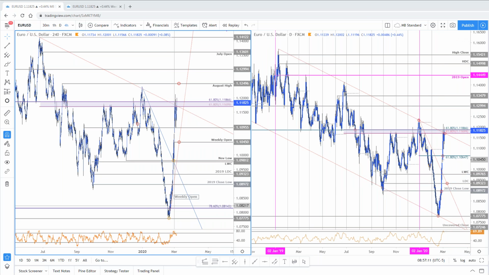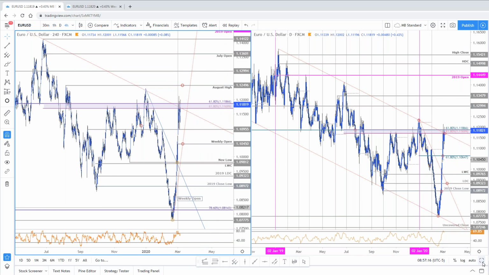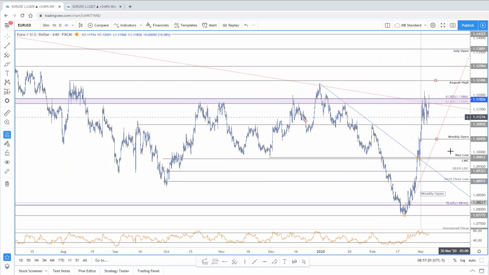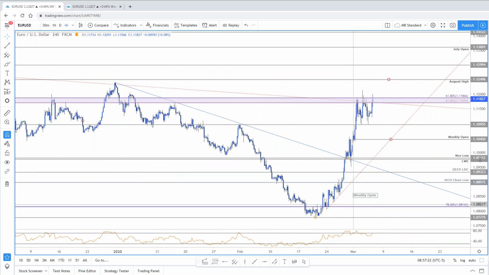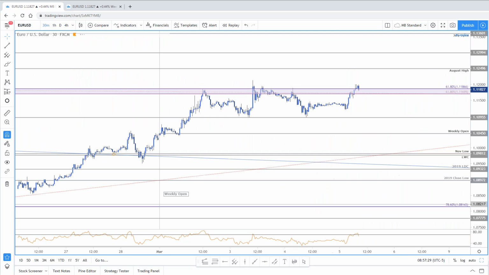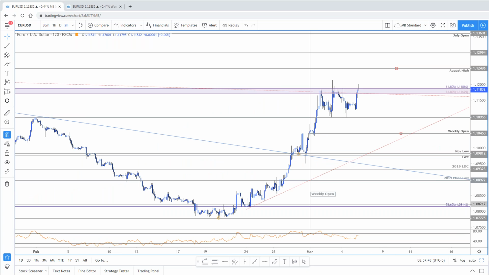Does that make sense? Patrick says, great, thanks. You're more than welcome. Yeah, these are the first two initial upside targets I definitely pay attention to. Might be worth another stab. We'll see how it looks into the US Open. Here's the 30-minute. Just made an outside reversal candle there. Okay, we'll revisit this. All right, that's euro.